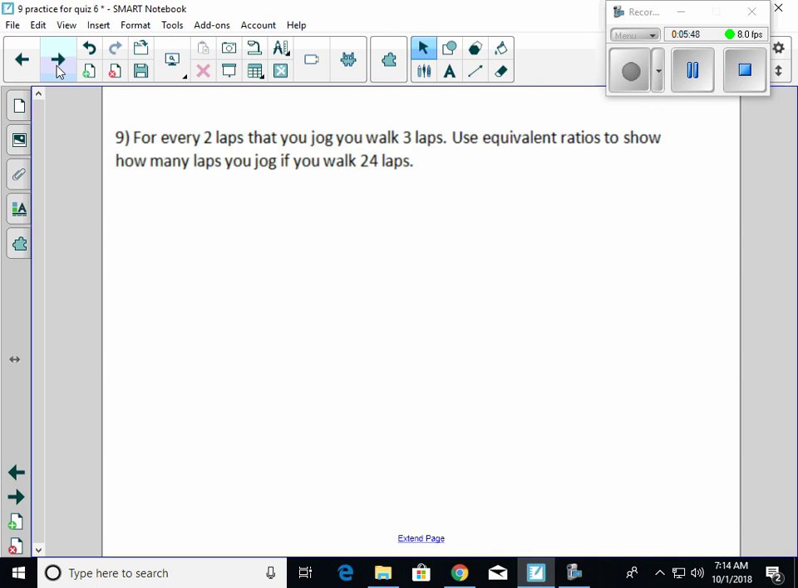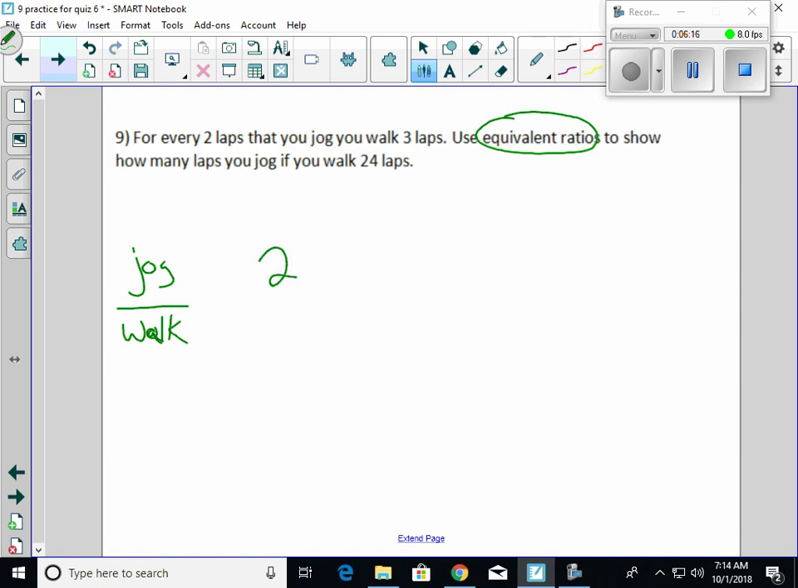Number 9. For every 2 laps that you jog, you walk 3 laps. Use equivalent ratios. This is a different method. We're not going to do a table. So every 2 laps that you jog, you walk 3 laps. We're comparing jogging to walking. Two laps jogged and 3 laps walked. Instead of writing a table, usually we would set it up like this. It's almost the same idea, except we're not going to have a table, we're going to have a fraction.